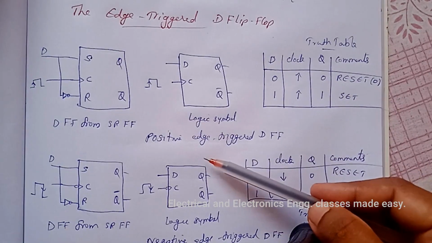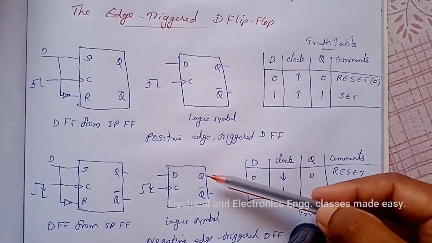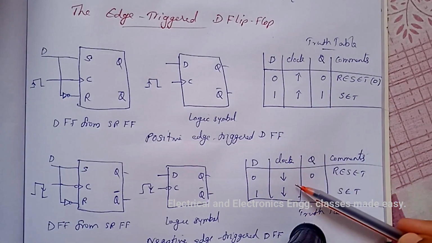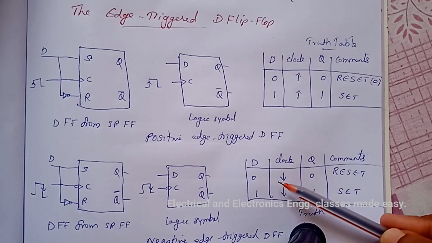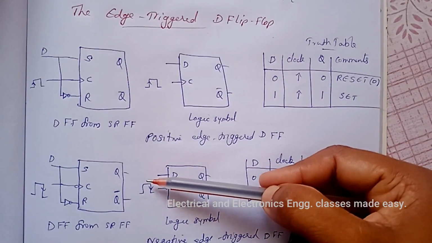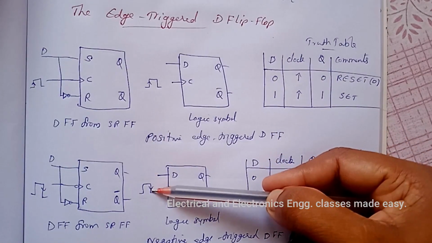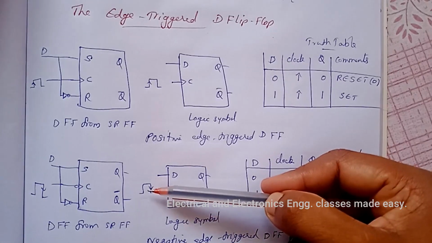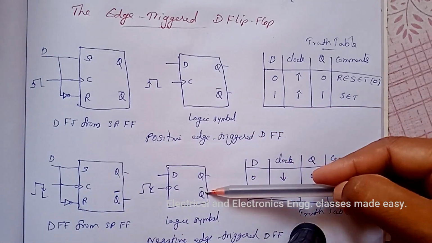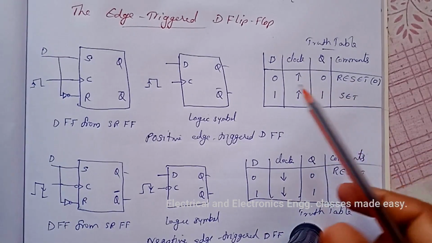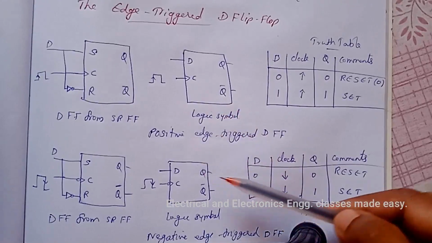And the negative edge triggered D flip-flop operates in the same way as the positive edge triggered D flip-flop, except that the change of state takes place at the negative going edge of the clock pulse. So this is the logic symbol and truth table for the negative edge triggered D flip-flop.